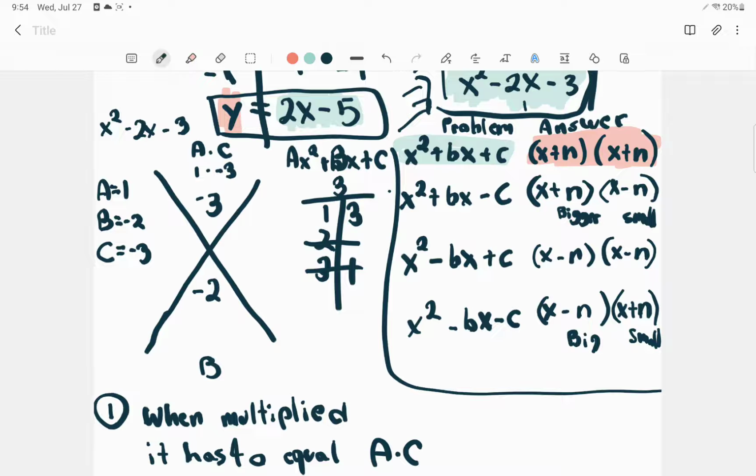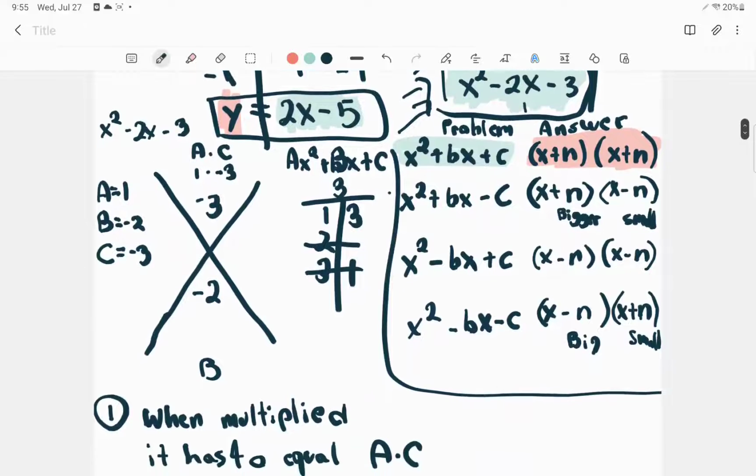Now, you see the little chart I have on the side? What I want you guys to do is look at what type of problem we have here. Which one's my problem? As you can see, we have two negatives, right? I have negative here and negative here. Out of all the things over here, which one has the negative and negative? Well, I can already see it, so it's going to be this guy right here.